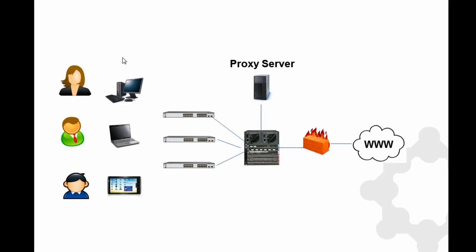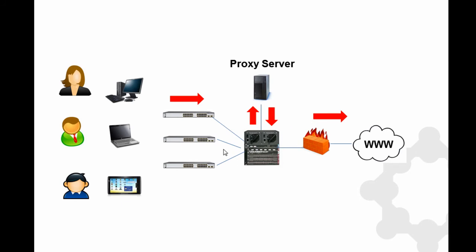So on a typical network, we've got our users logged onto their devices, connecting into switches here. Now, typically the way it works is their browsers are configured to use the proxy server, so their requests get directed through the network to the proxy server. The proxy server takes the request, contacts the website, and data is served back to the user.